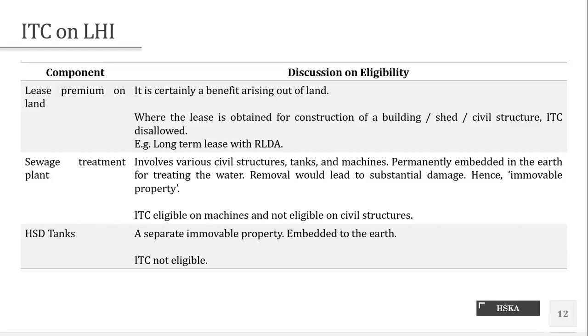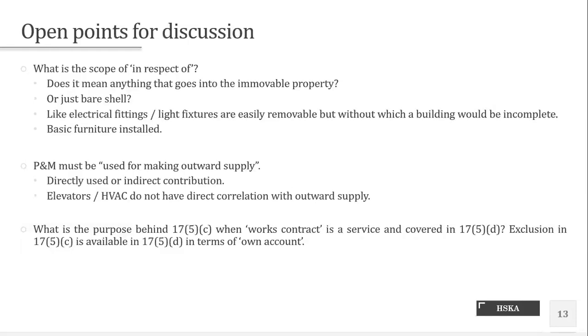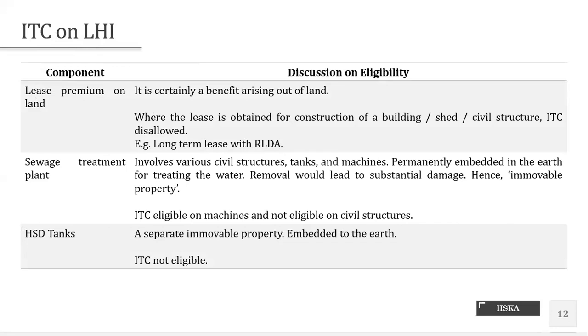Understood. So the next one was sewage treatment plant and HSD. Again, since those are essential for my building, ITC is disallowed. So that was next. What if I capitalize ETP in a separate head of account in the FAR? Then that is the argument I was trying to place for HVAC and the elevators. Same thing, if it's a functioning plant and machinery, I will be able to take the credits.